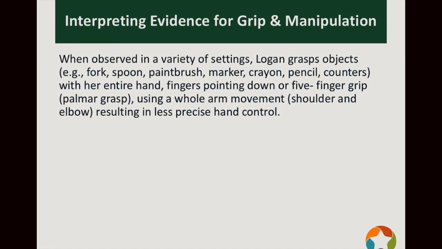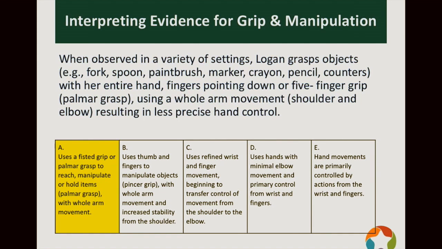What is Logan demonstrating along the grip and manipulation construct progression as a current learning status? We've placed Logan at skill step A, uses a fisted grip or palmar grasp with whole arm movement.